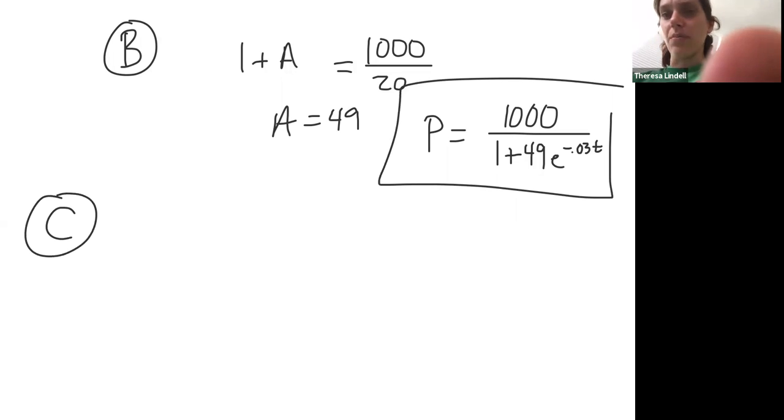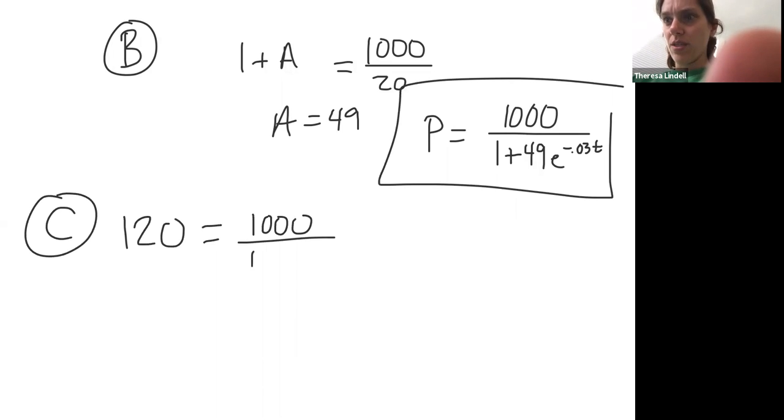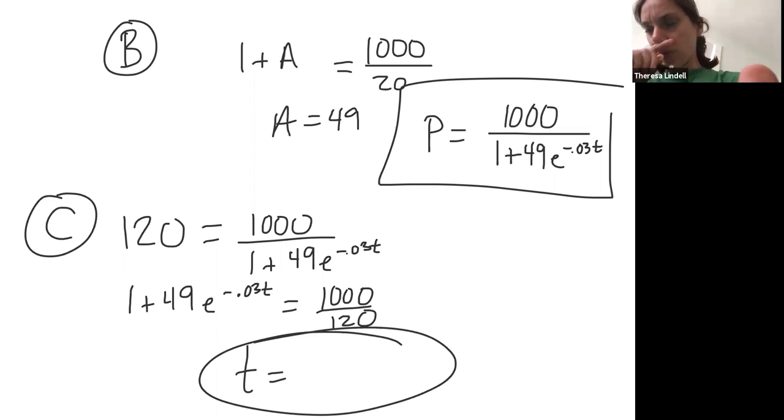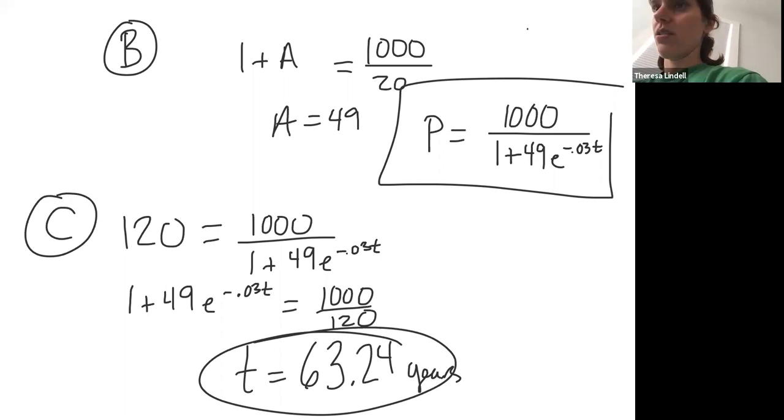And then C, as long as I didn't make up bogus information, hopefully I didn't, is where you put, what was that, 120? Yeah. You put 120 in here, 1,000, all of this, and then you just solve it, right? But you got to move things to the other side. So you do 1 plus 49 e to the negative 0.03 t equals 1,000 divided by 120. And then you subtract the 1 and divide by 49 and ln and divide. Unless you guys want me to go through that, I'm going to probably trust you. Anybody want to say what they got, and we'll just make sure our answers match? 63.24. Yep. Everybody good about that? Yeah. Sweet.